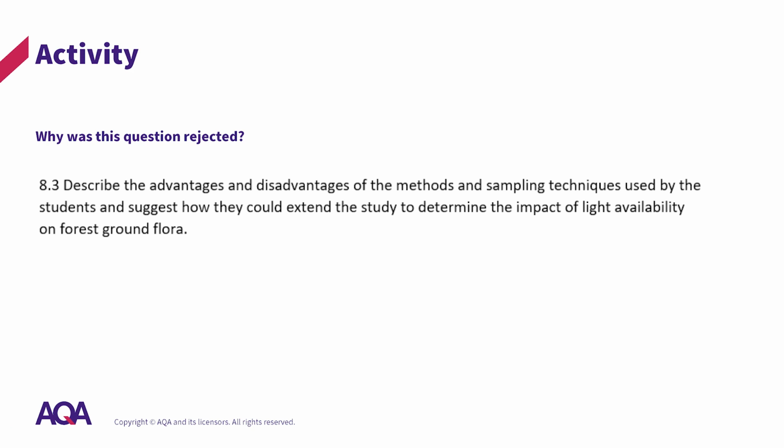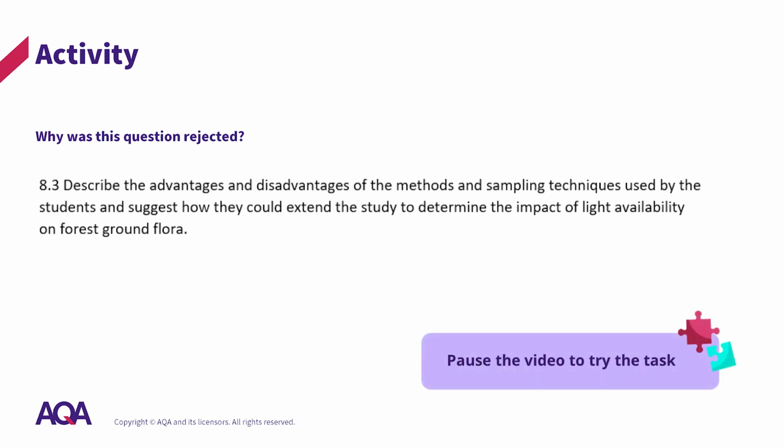Now time for an activity. On screen is a question which was drafted and subsequently rejected for one of the environmental science exams. In this question, students are asked to describe the advantages and disadvantages of the methods and sampling techniques used by the students, and suggest how they could extend the study to determine the impact of light availability on the forest ground flora. Are you able to pause the video and work out 3 reasons that contributed to this rejection?